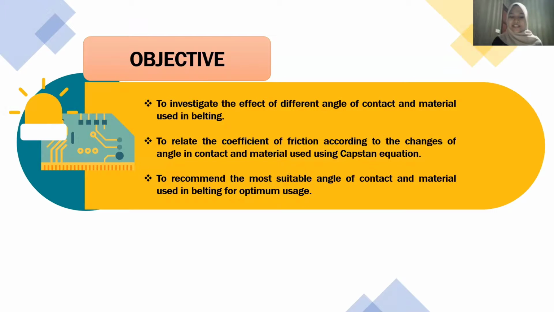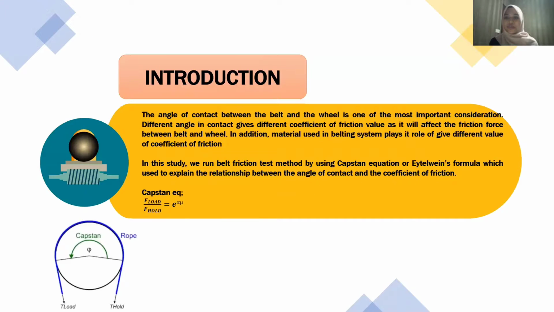The aim of this study that we need to achieve from this lab is to investigate the effect of different angle of contact and material used in belting, to relate the coefficient of friction according to the changes of angle of contact and material used using capstan equation, and to recommend the most suitable angle of contact and material used in belting for optimum usage. Next, we go to introduction.